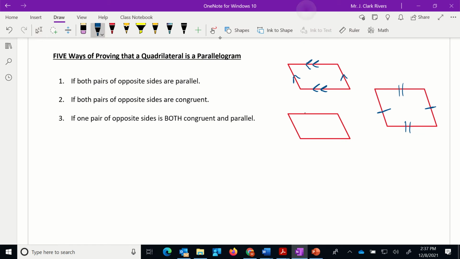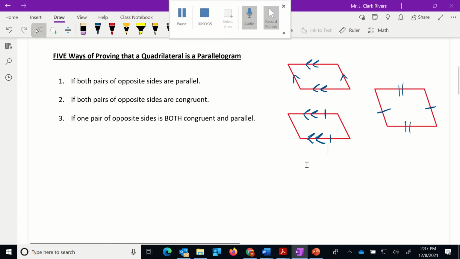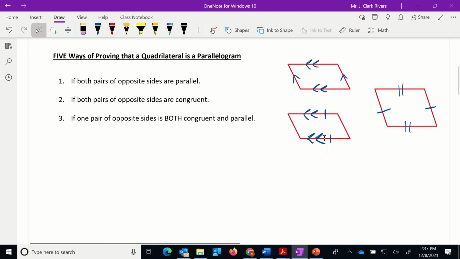So let's say this top side and the bottom side is parallel. So one pair of opposite sides is both congruent and parallel, and the top side and the bottom side are also congruent. There you go. One pair of opposite sides is both congruent and parallel. This would definitely have to be a parallelogram. We would then know the left side and the right side are congruent, the left side and the right side are parallel, opposite angles are congruent, diagonals bisect each other, etc.